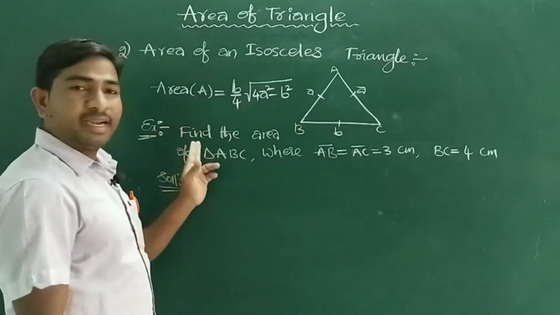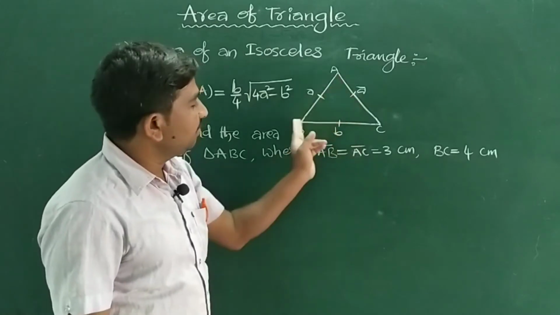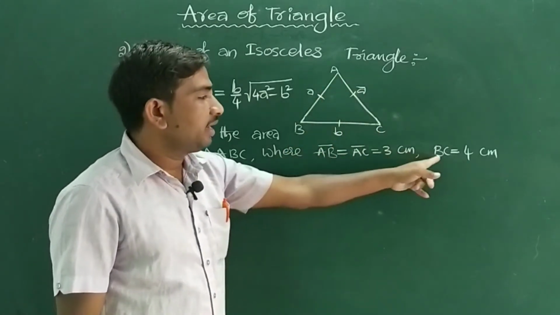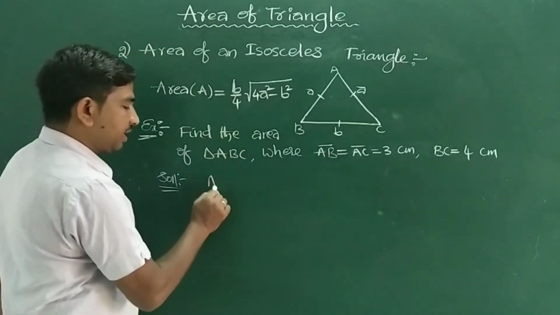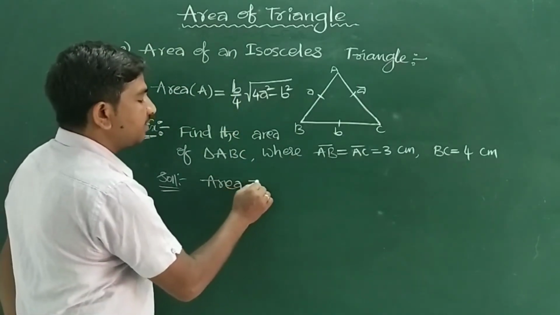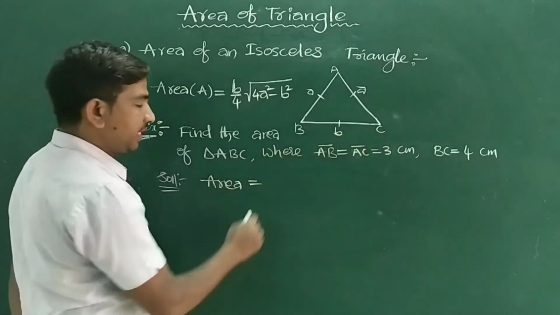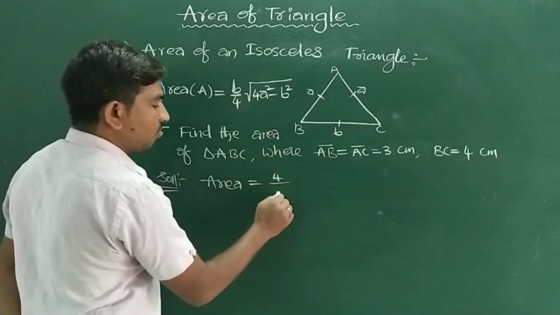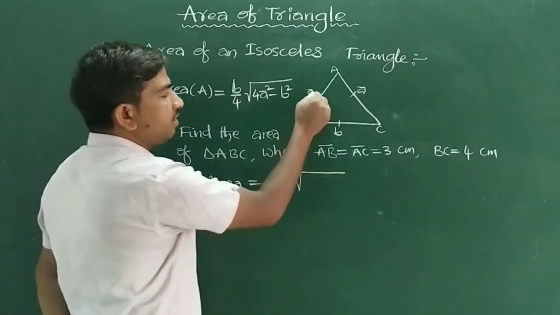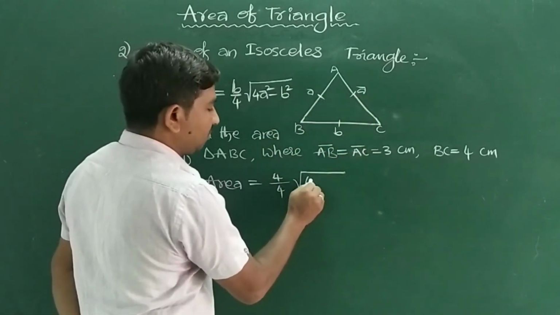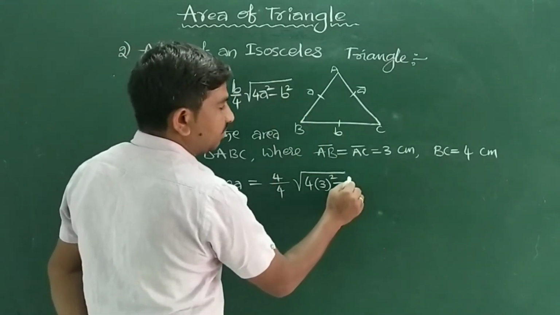So then find the area of triangle ABC, where AB equals AC equals 3 centimeter and BC equals 4 centimeter. Then by applying that formula, we can write directly area is equals to b by 4 under root 4a square minus b square. What is the a value here? 3 centimeter. What is the b here?